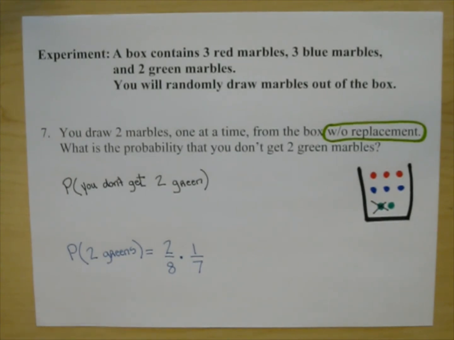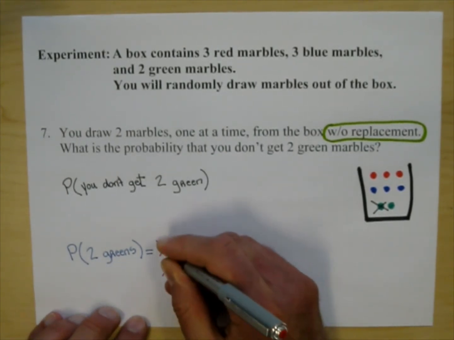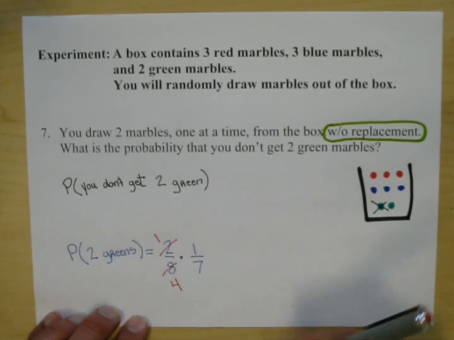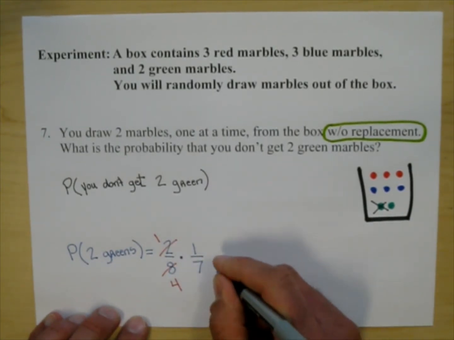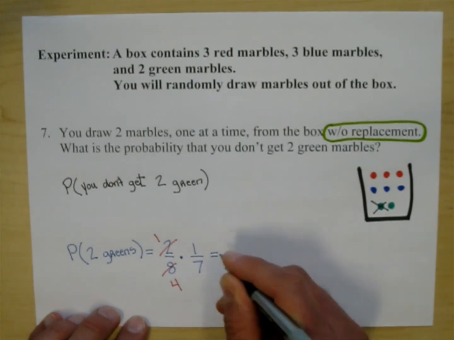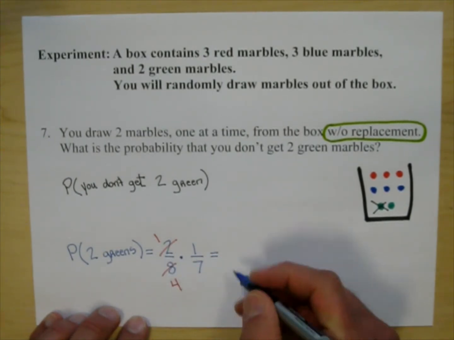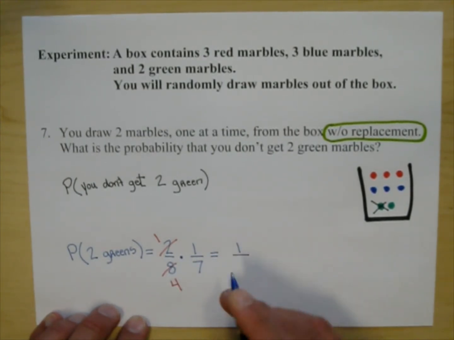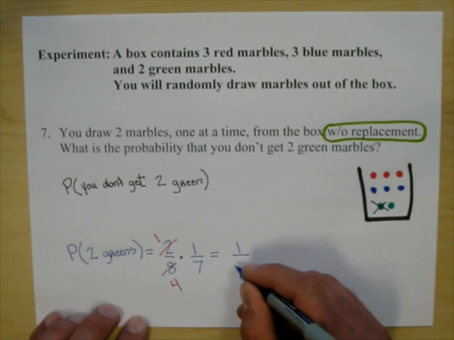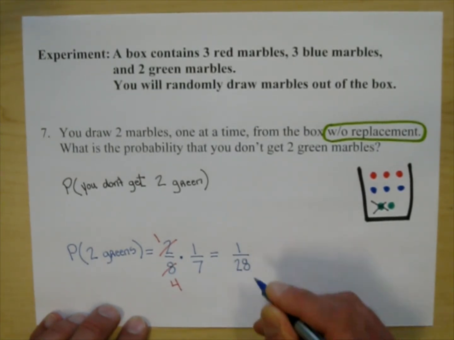We'll reduce any fractions and then multiply. So the 2/8 becomes 1/4. And then I go ahead and multiply. So 1 times 1 is 1, and 4 times 7 is 28.